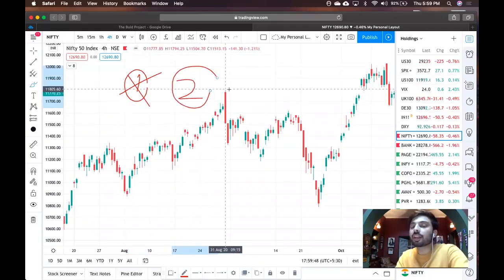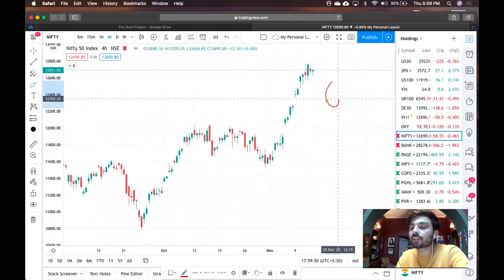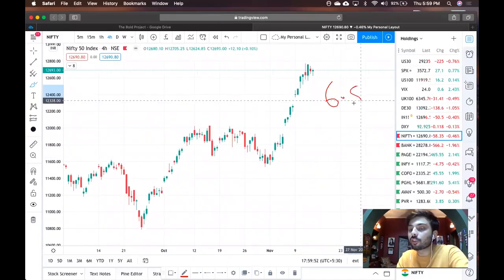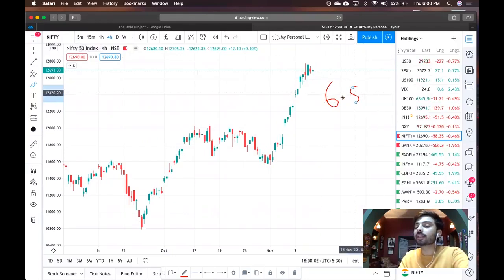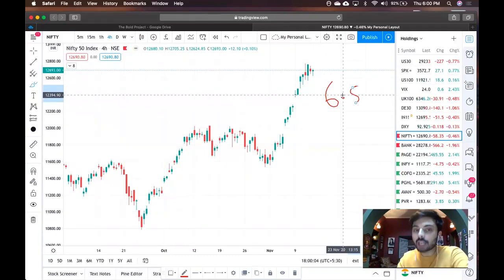In India, we are trading for how many hours? We are trading for 6.5 hours, from 9:15 in the morning to 3:30 in the evening. So a 4-hour chart would mean roughly about 2 candles every single day: one candle in the morning and half a candle in the second half of the session. I hope that point is clear.